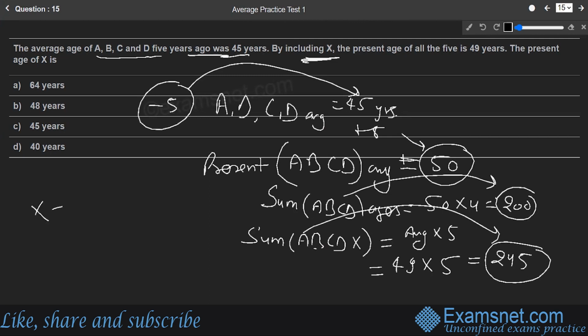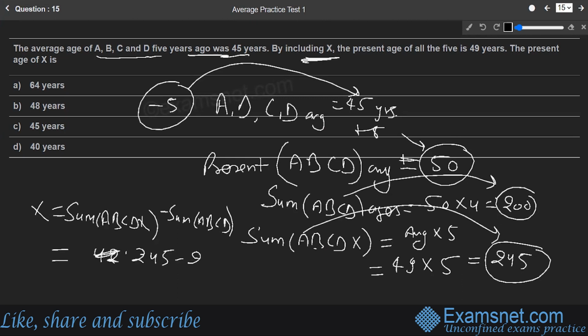So the age of X is nothing but the sum of A, B, C, D, X minus the sum of A, B, C, D. This is how we can calculate X's age. That is nothing but the sum of A, B, C, D, X is 245 and the sum of A, B, C, D is just 200. So what is X? The X value is nothing but 45. So that's the age of X in the present time, 45 years. Option number C is the right answer.